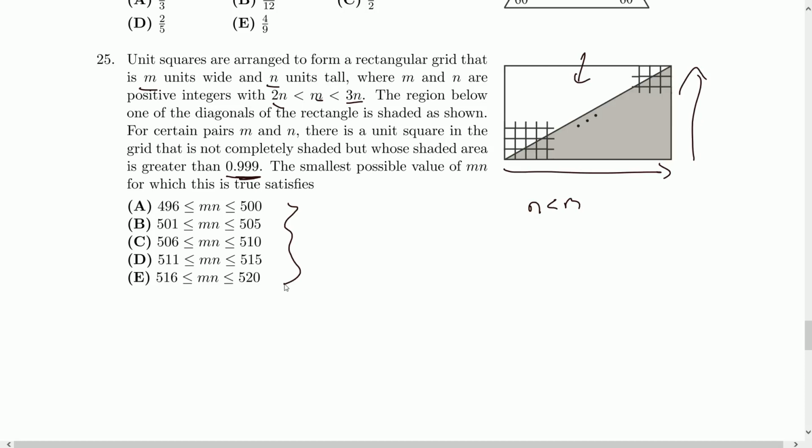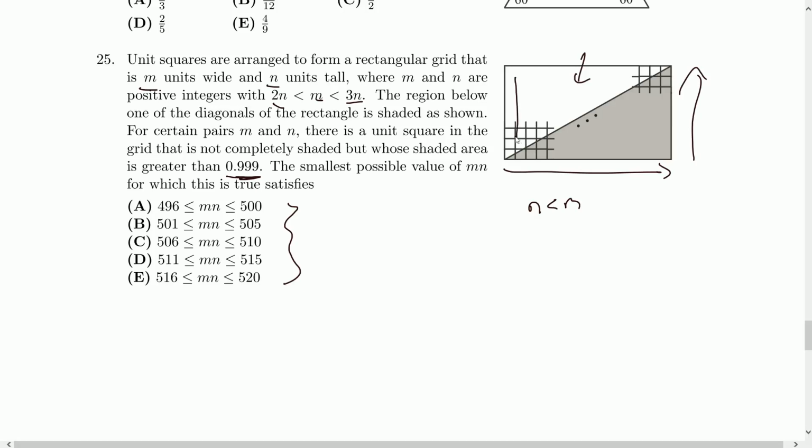Okay, lots of different non-overlapping possibilities. Interesting. And they're talking about mn. So, what to do? Well, the first thing I'm noticing here is there's symmetry.